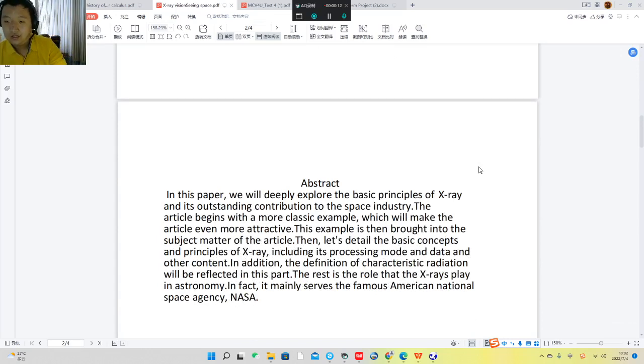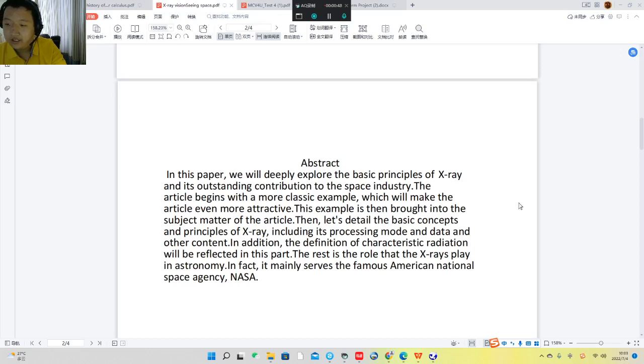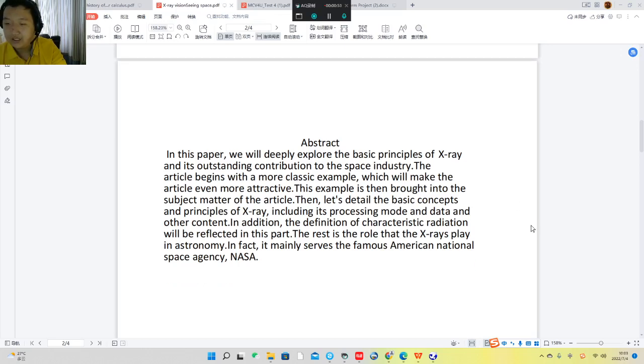Abstract. In this paper, we will deeply explore the principles of X-ray and its outstanding contribution to the space industry. The article begins with a more classic example, which will make the article even more active. This example is then brought to the subject matter of the article. Then, let's detail the basic concepts and the principles of X-ray, including its processing mode and the data and other content.